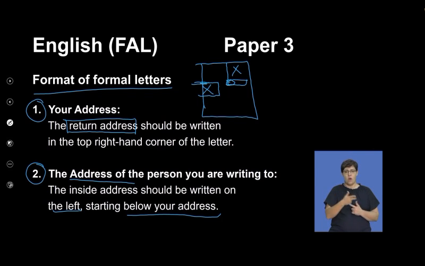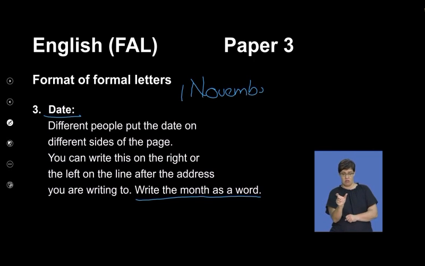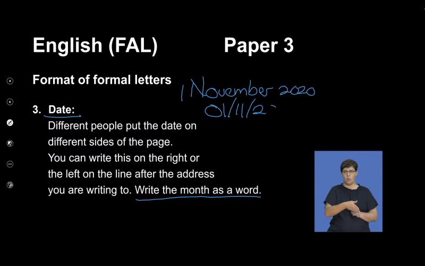Remember, it should leave spaces, okay? So there should be spaces between the addresses and the date, okay? And then you can write this on the right or the left-hand side of the address you are writing. Write the month as a word. So if we are writing the date, for example, the 1st of November, we should actually write November in full with the year. Okay. So we need to ensure we write it out in full. Do not do this, as this is not formal writing practice. It would be regarded as informal and wrong. You may be discredited for something like that.